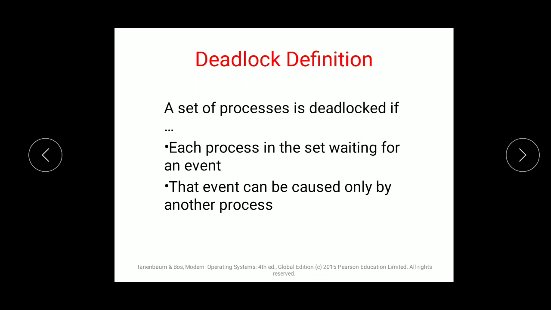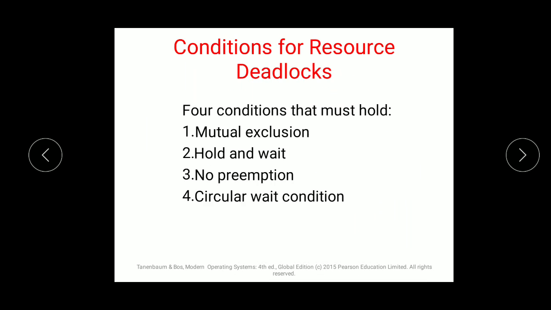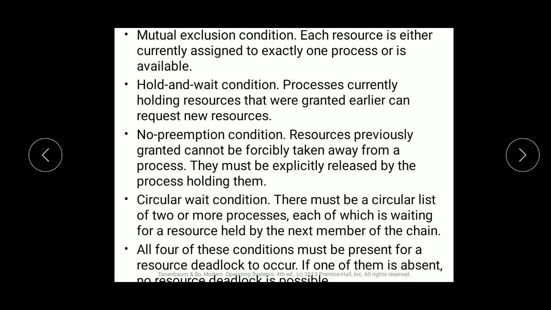So here, when we are talking about conditions for resource deadlock, we'll go one by one. First one is mutual exclusion. What does the word mutual exclusion mean? We'll see that. Each resource is either currently assigned to exactly one process or is available.